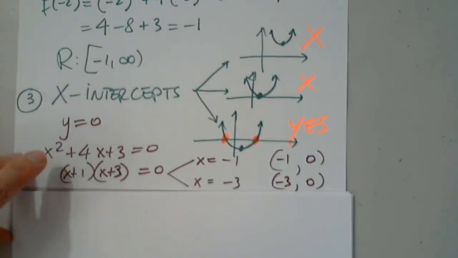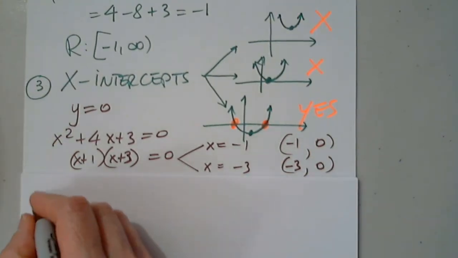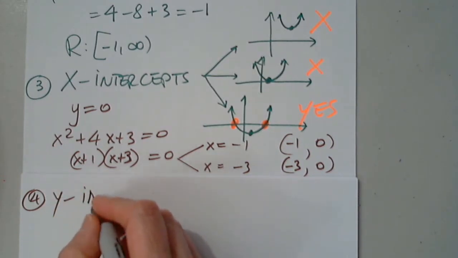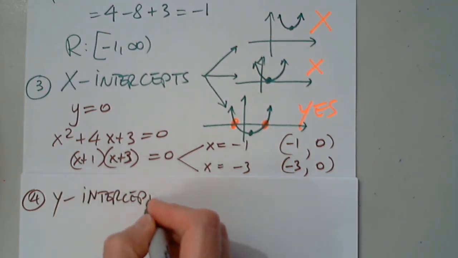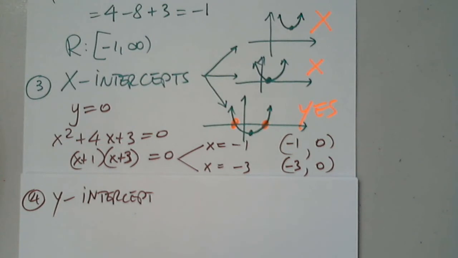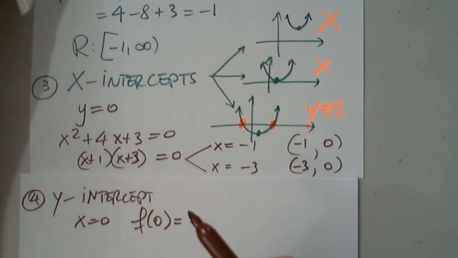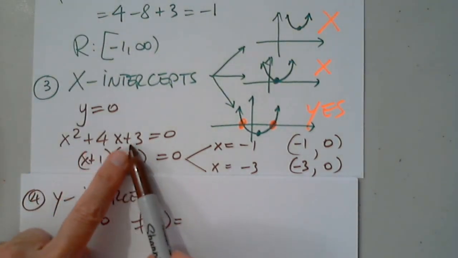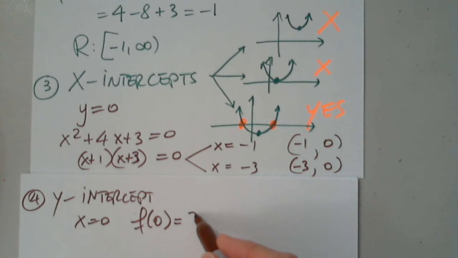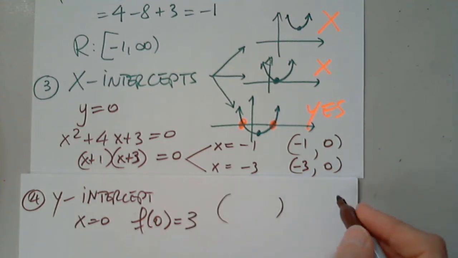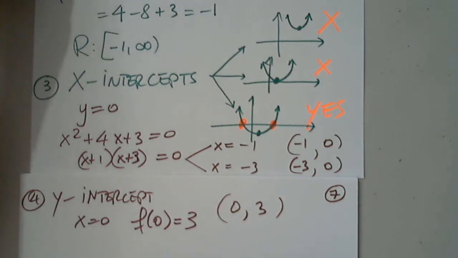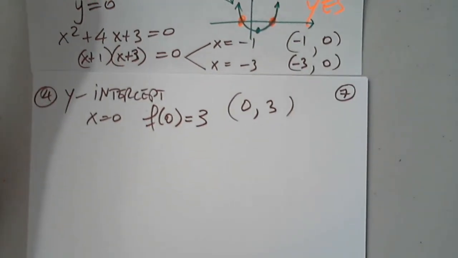Good. Now we want the y-intercept. This is always going to exist. How do we get the y-intercept for this function or any function? Make x 0. Very good. This is always easy. f of 0. Three. Good. Awesome. What is the ordered pair? 0, 3. 0, 3.